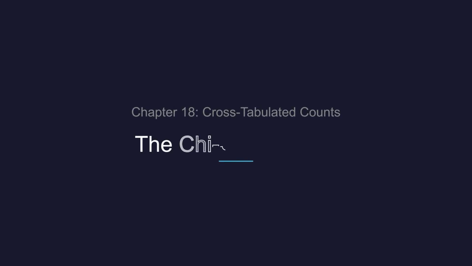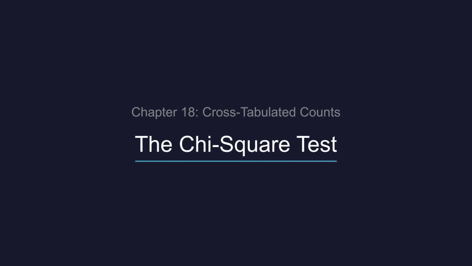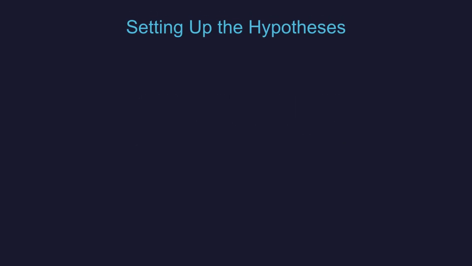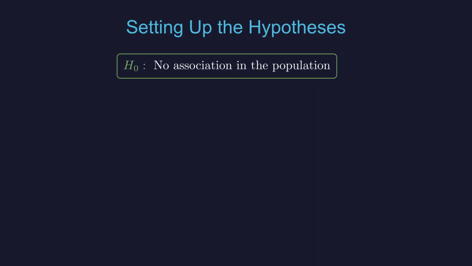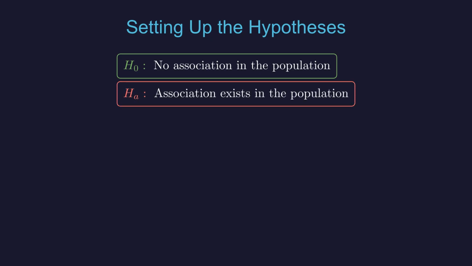The chi-square test of association. Let's learn how to determine whether two categorical variables are related. The chi-square test of association begins with two hypotheses. The null hypothesis H0 states that there is no association between the two categorical variables in the population. The alternative hypothesis Ha states that an association does exist.